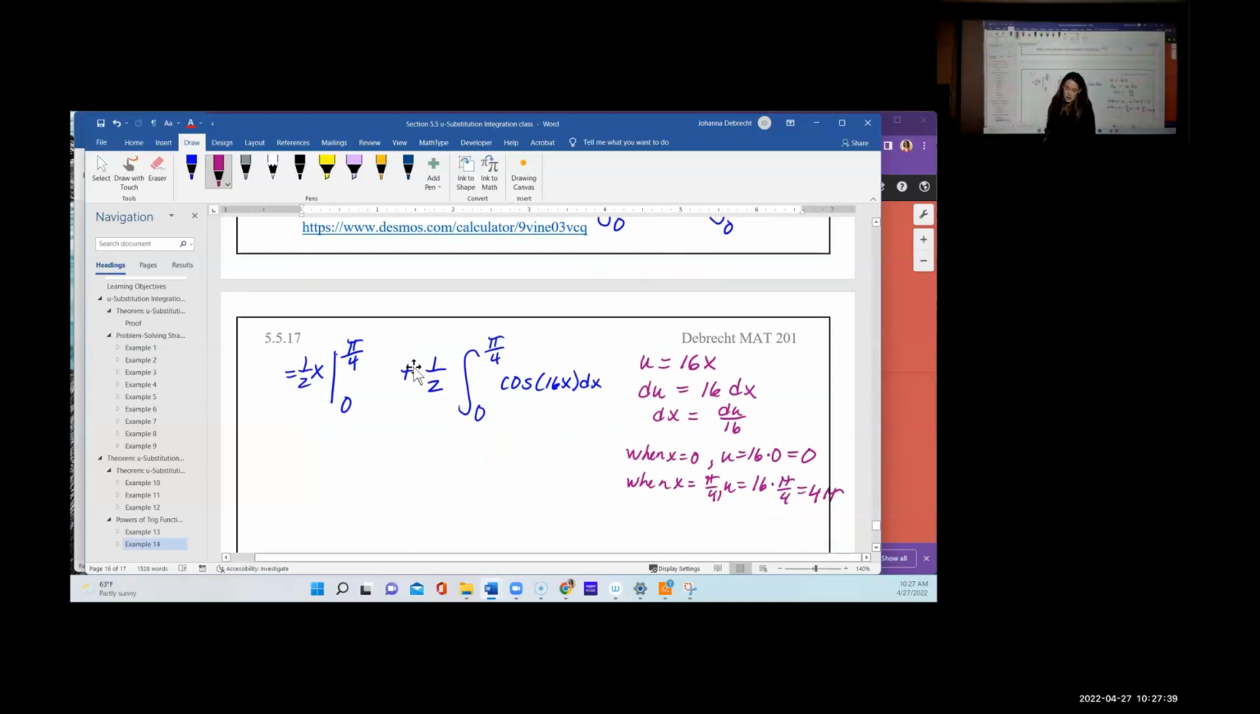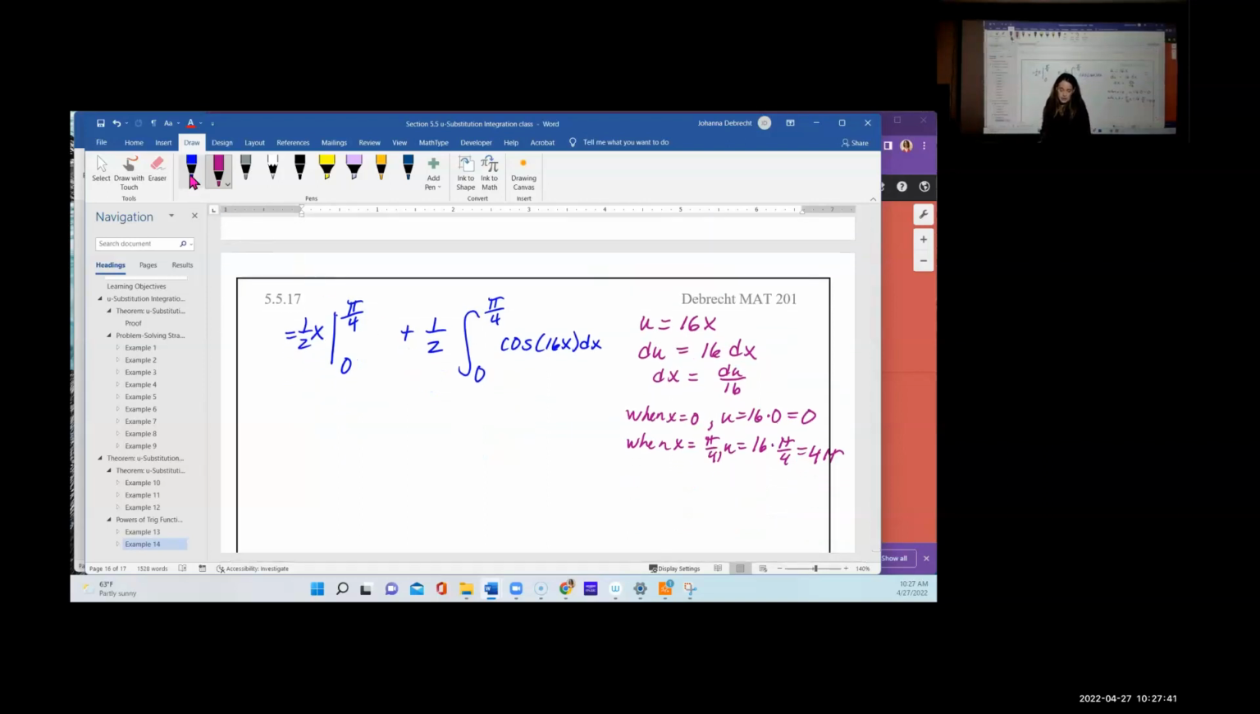Now I will tell you that I tend to work kind of vertically. So I'll usually finish one term and then come back and tackle the other term. So I'm going to tackle this first term here. So I have 1/2 of pi over 4 minus 0, which is 1/2 of pi over 4, which is pi over 8. All right, so that part's done.